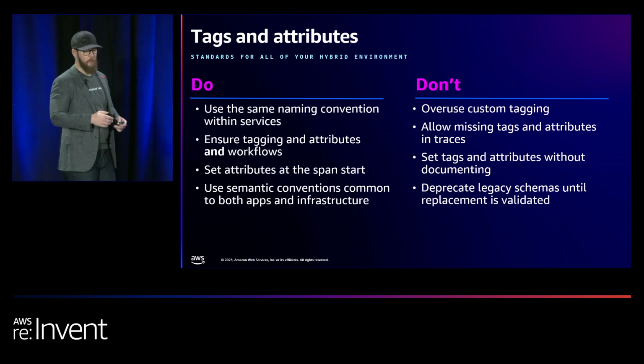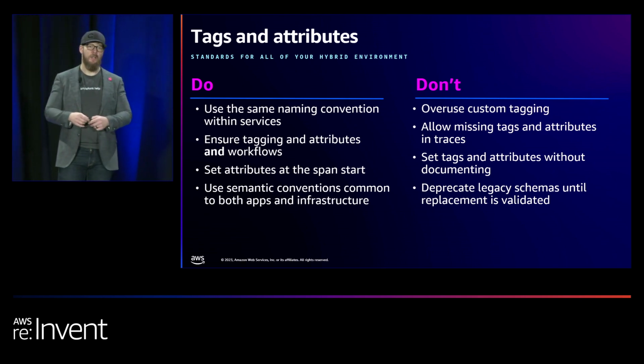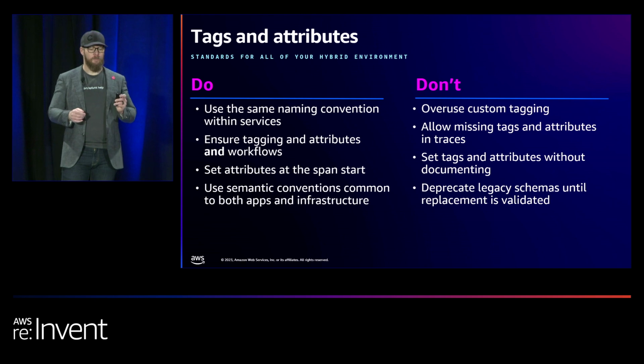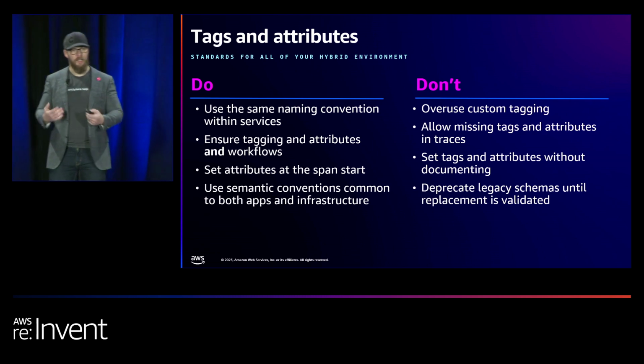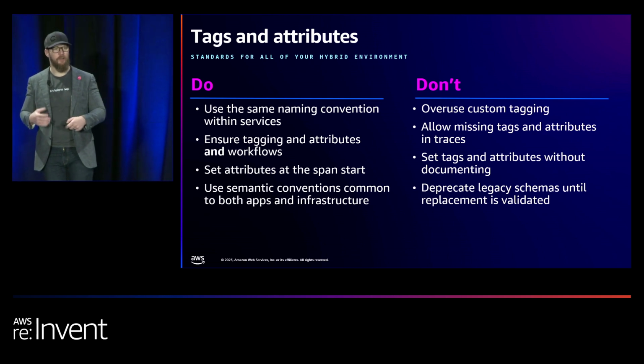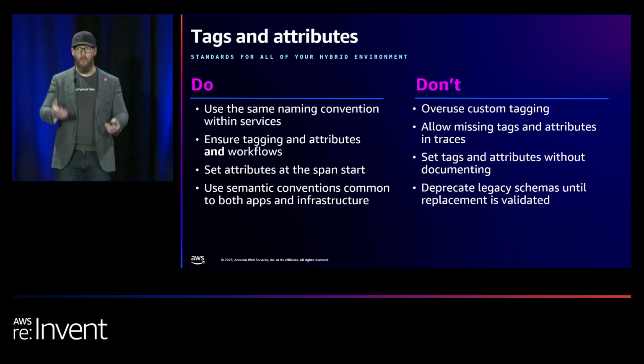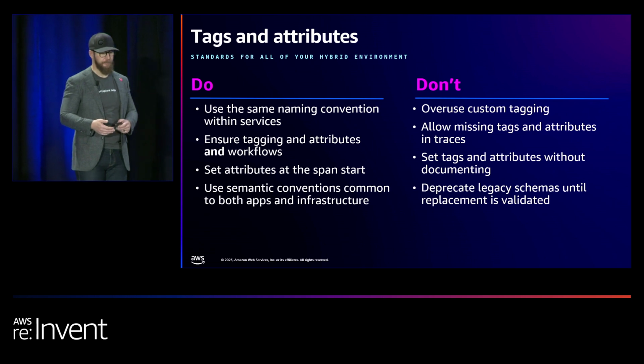Ensure tagging and attributes and workflows. So tagging and attributes are super duper important, but a workflow is going to let you know from a tracing perspective what is actually taking place, how it's impacting the service, what part of the workflow is having a problem, and it gives you a much cleaner view of what you're going to need once you're interrogating that data.